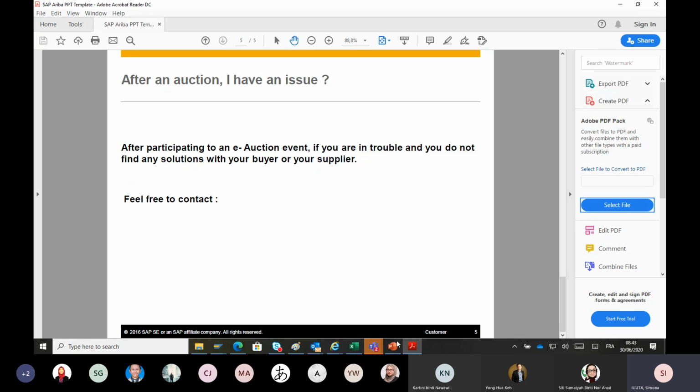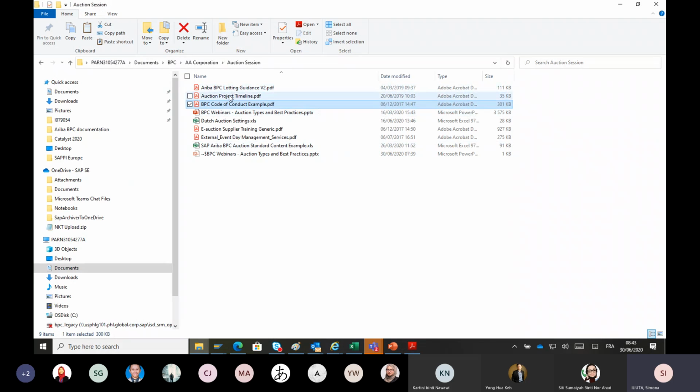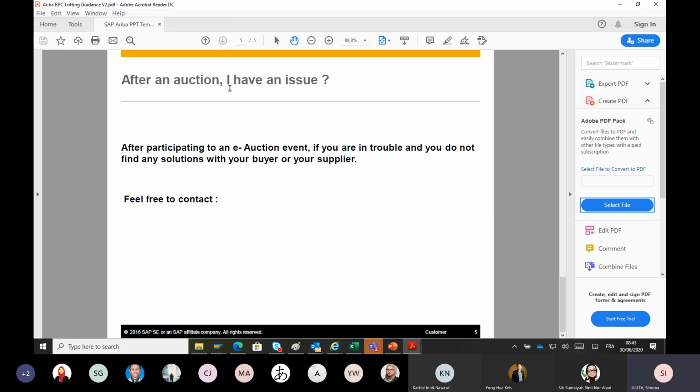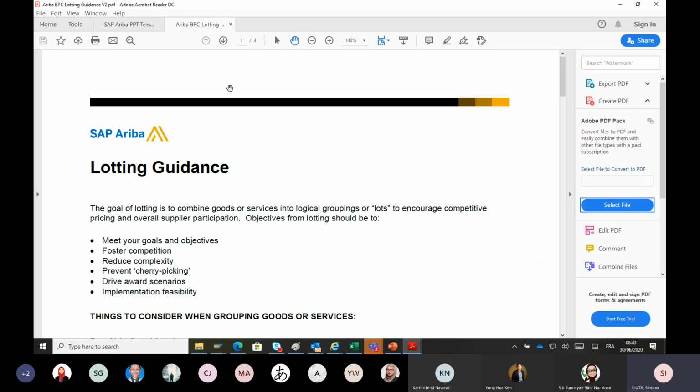So this is one document that I have referenced in my presentation. The other one is the lotting. I was mentioning lotting strategy and how I should put line items together. So in Ariba, you have line items, but you also have lots. What is the reason why Ariba provides these lots? Because you have the possibility to put line items together to meet your goals and objectives.